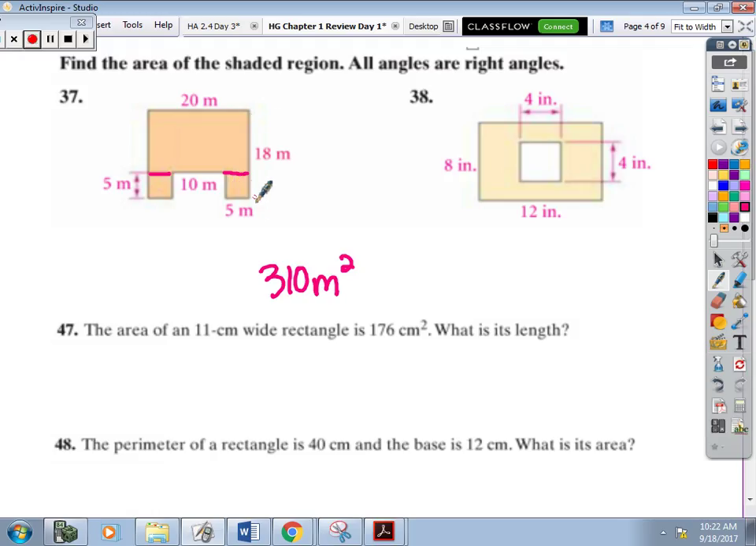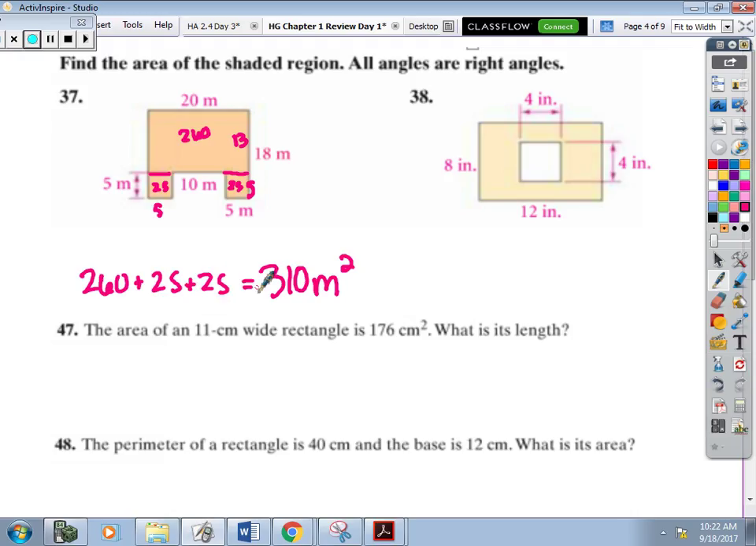So if this were 18 and this is 5, that makes this be 13. So I found the area of this big rectangle to be 260, 20 times 13. And then these were 5 by 5 squares, so that's 25 square meters and 25 square meters. And then we just added 260 plus 25 plus 25.